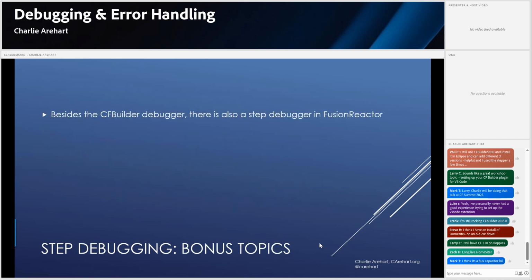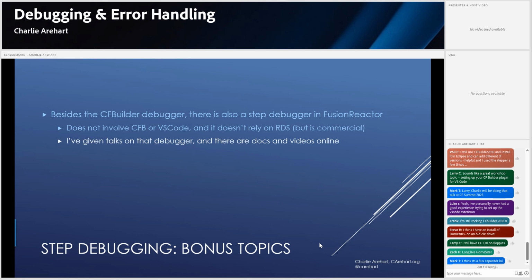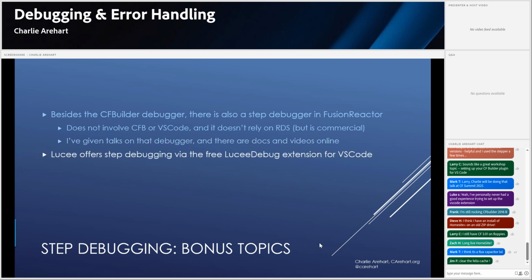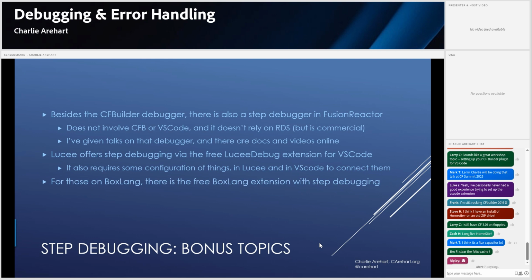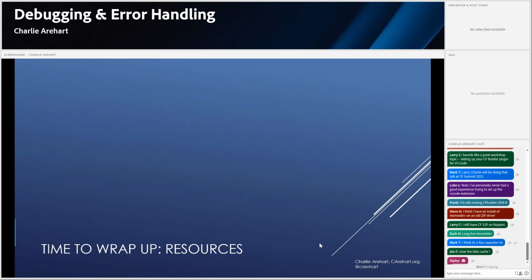A couple of bonus topics: step debugging in Builder and FusionReactor doesn't involve VS Code, doesn't involve RDS. I've given talks on that. I'll leave you to look into that. Lucee has a step debugger in their Lucee debug extension. It also requires configuration of things. And then BoxLang has a step debugger. So step debugging is great. It's not new to ColdFusion. Some people say, hey, we've got it now, and ColdFusion doesn't. No, ColdFusion's had it for 25 years. It's just that if you don't get it configured right, everybody says it doesn't work.